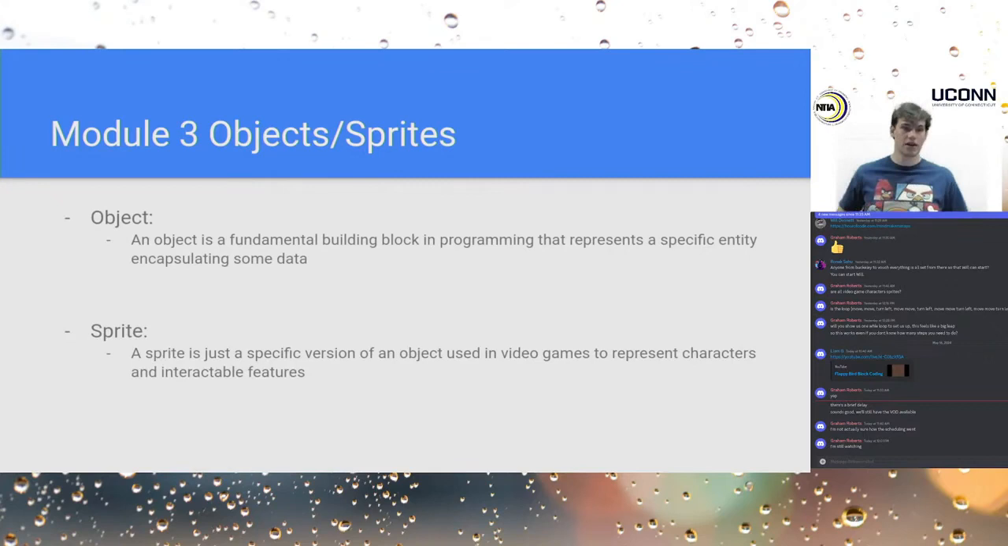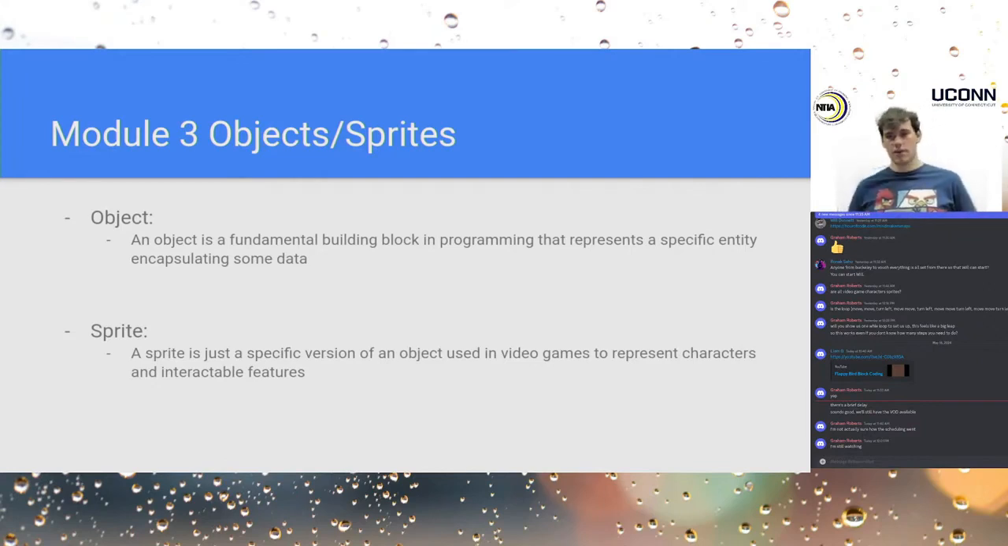So, an object is a fundamental building block in programming. It represents a specific entity encapsulating some data. And that is just a little confusing technical definition of it. It's basically just the character, something in the program that you can use. Let's say x equals 10, that's actually an object.